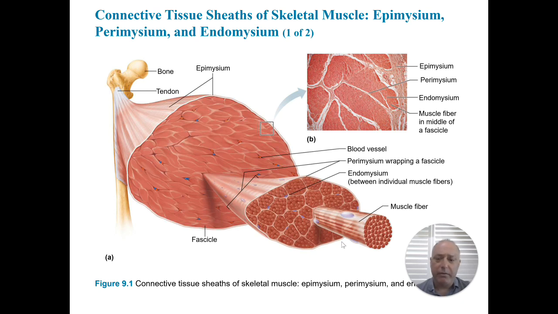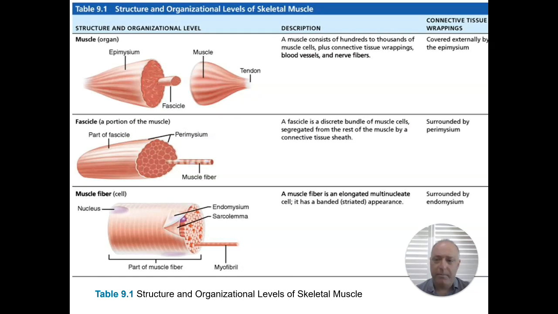Now, what makes a muscle stronger than another muscle is the number of cells. So increase the number of skeletal muscle cells and you increase your strength. Here's another picture showing the epimysium covering the entire muscle, the perimysium covering each fascicle, and then the endomysium covering the muscle fiber. And then we have a myofibril coming out, in addition to sarcolemma or sarcoplasmic reticulum, which we'll get into.